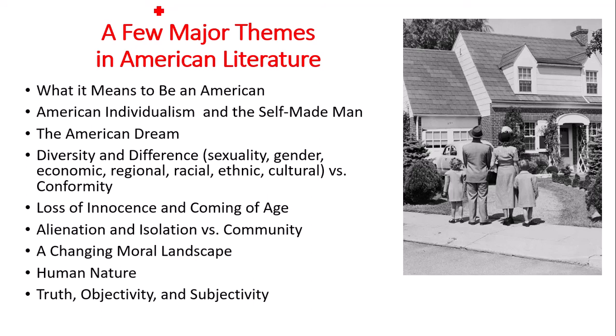In particular, alienation and isolation versus community, a changing moral landscape in each of these periods. The writers are going to question the changes to morality and ask, like, are these changes really good? Do we want this? Do we not? Human nature, and then truth, objectivity, and subjectivity. What does it mean to have truth? Is there universal truth? Can we be objective, or should we look at things through our own lens and through our own experiences?